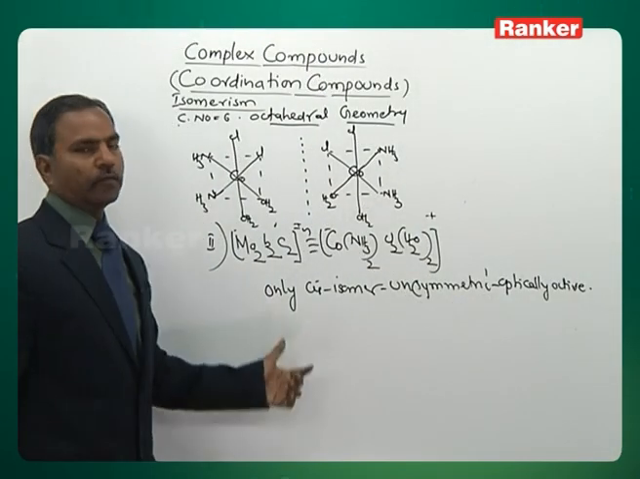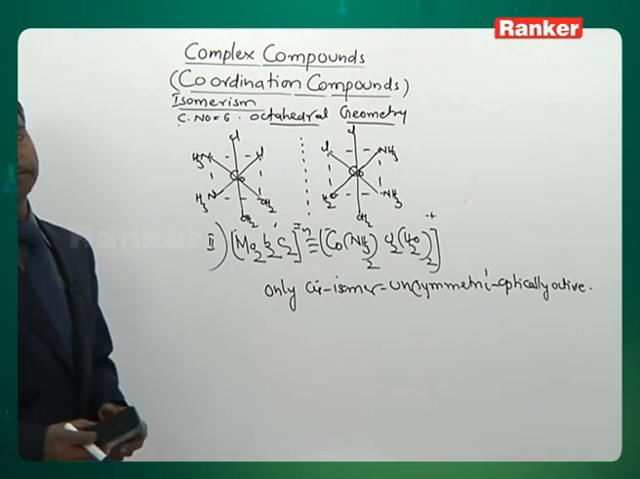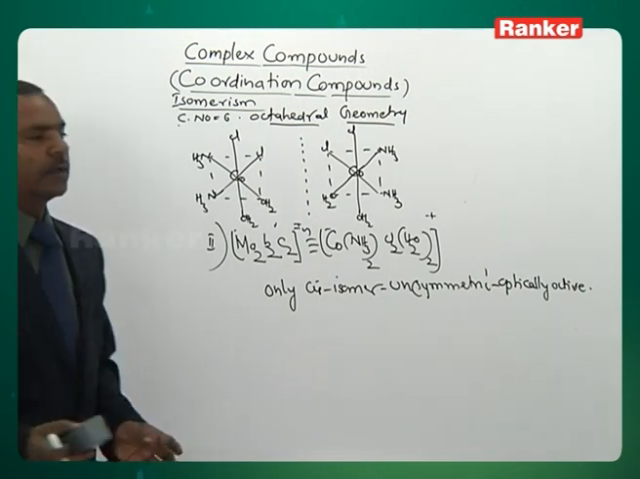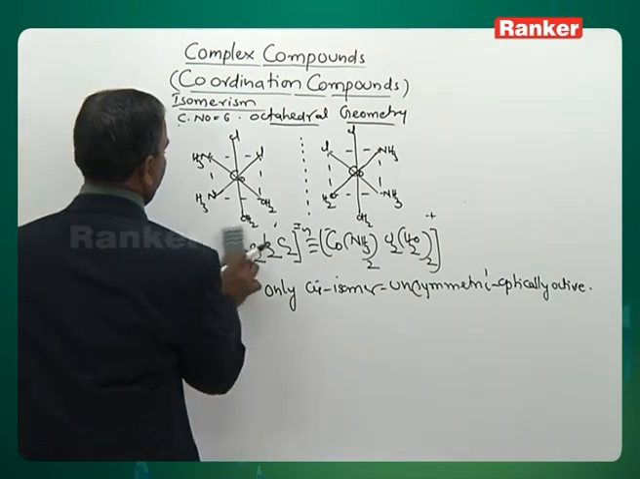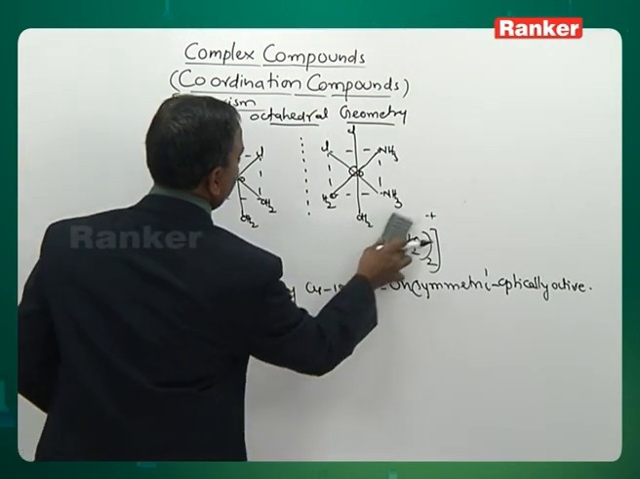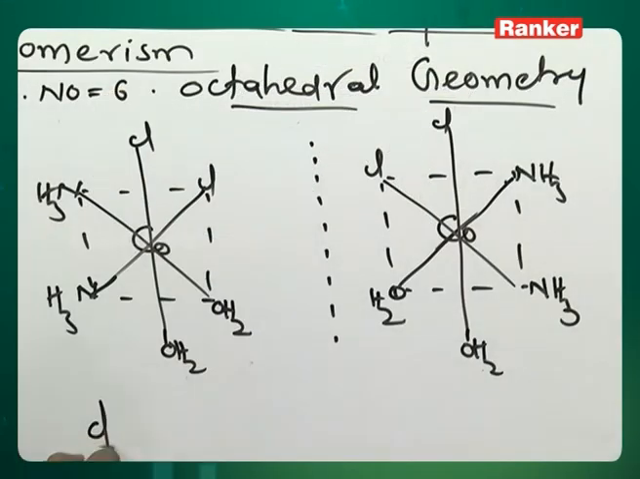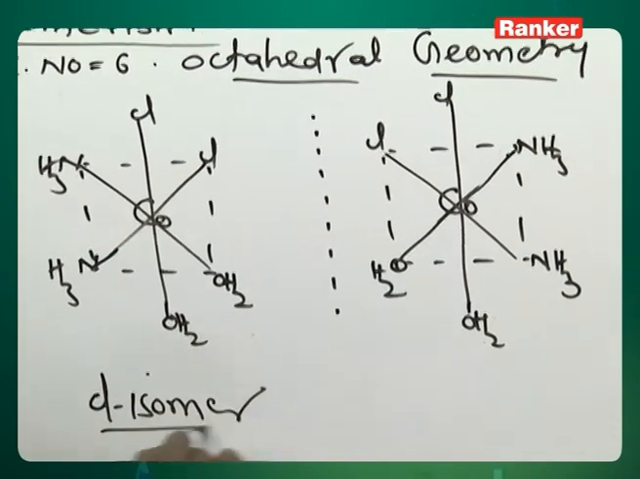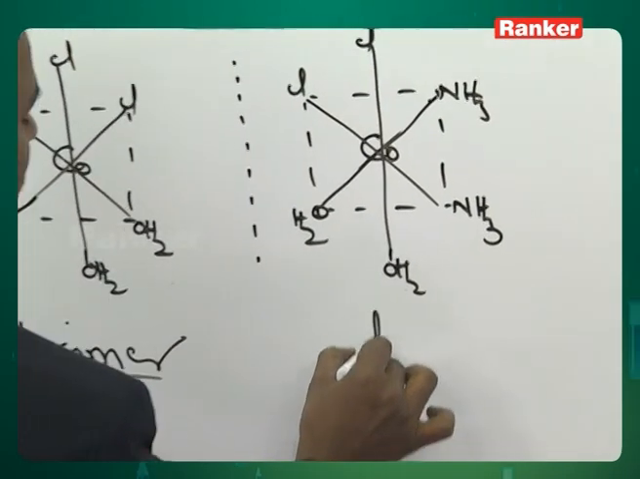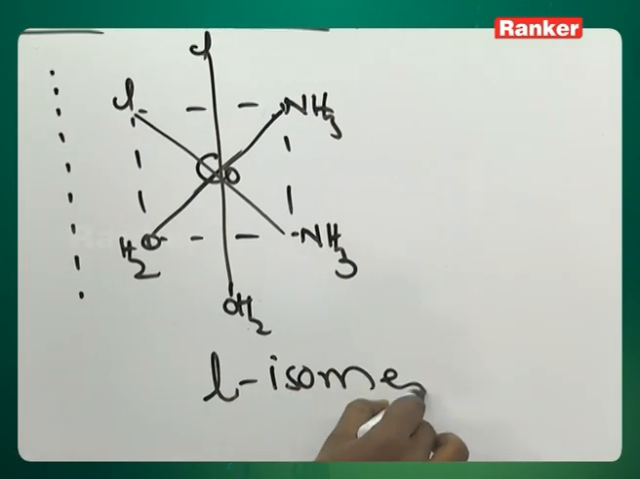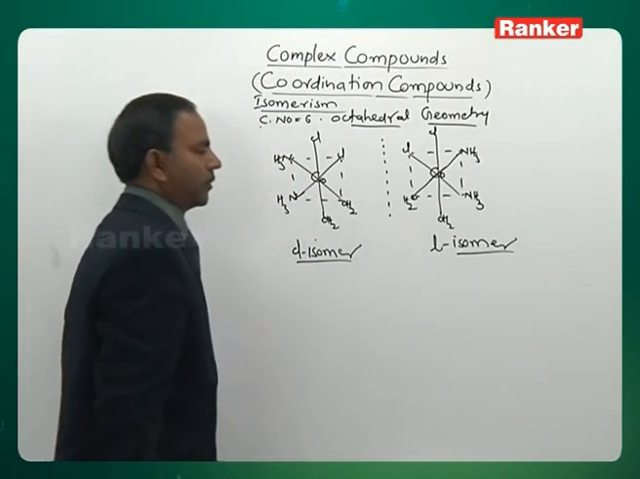Theoretically 5 isomers are possible. One of them, the cis isomer, is an unsymmetric complex, therefore it is optically active. One is the D isomer and the second one is the L isomer.